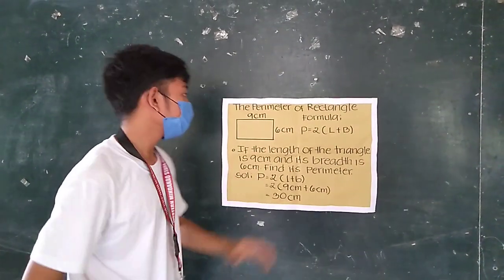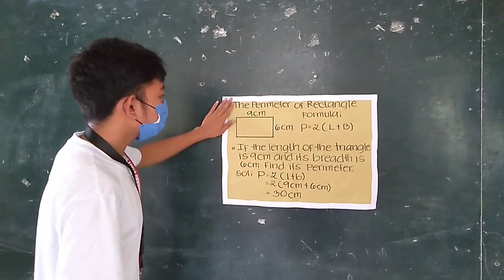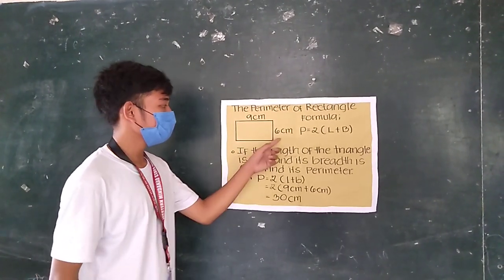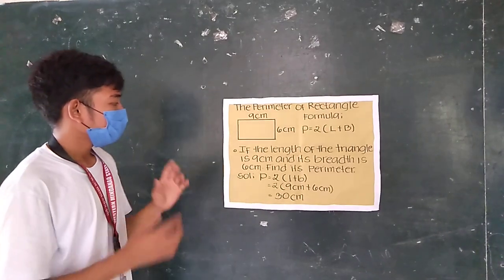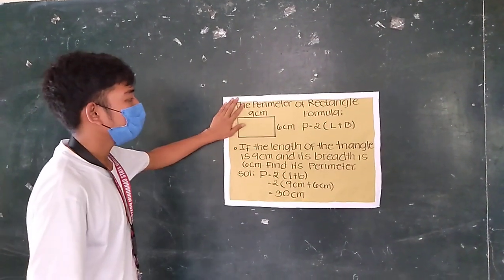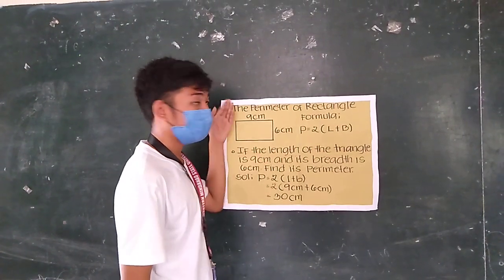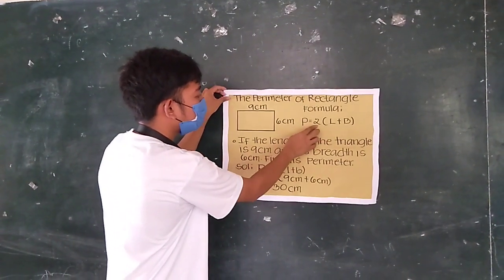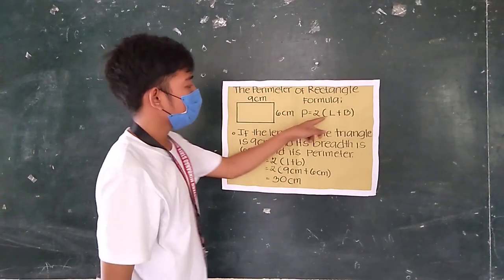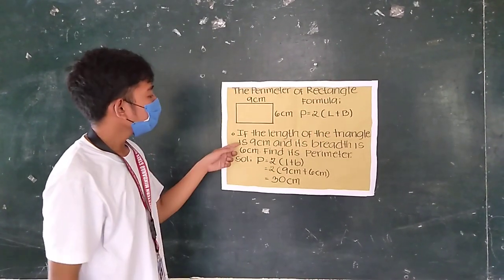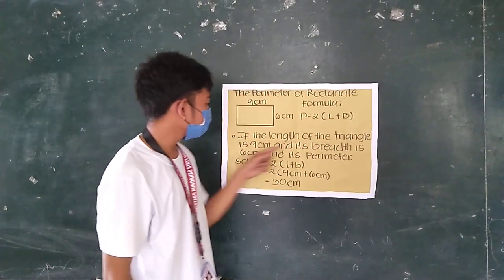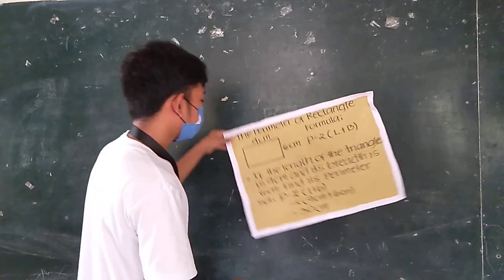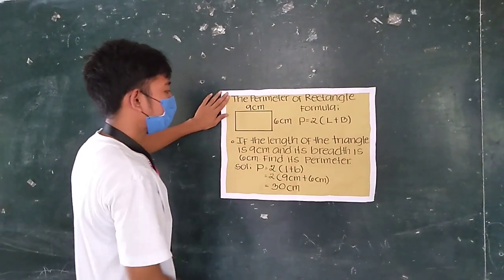Now, let us find the perimeter of a rectangle. Say for example that this rectangle is a birthday card. It has 9 cm and 6 cm, which are its length and its breadth. Using the formula of finding the perimeter of a rectangle, we have P is equal to 2, a constant, times length plus breadth. Now, let us find the perimeter if the length of the rectangle is 9 cm and its breadth is 6 cm.